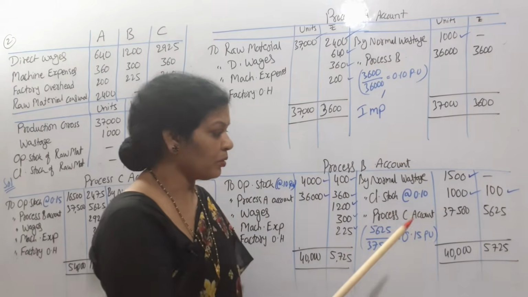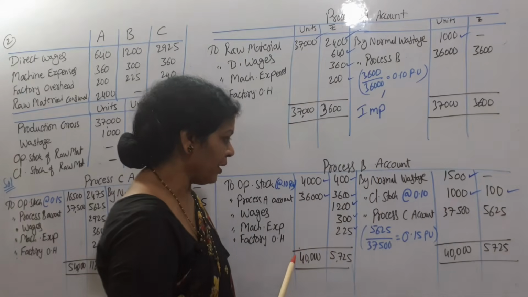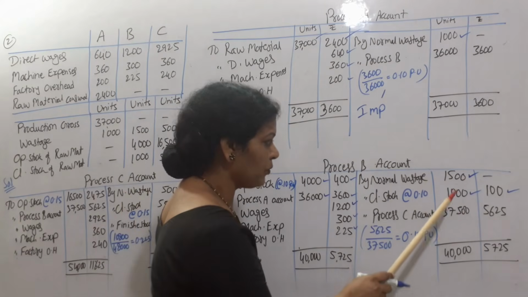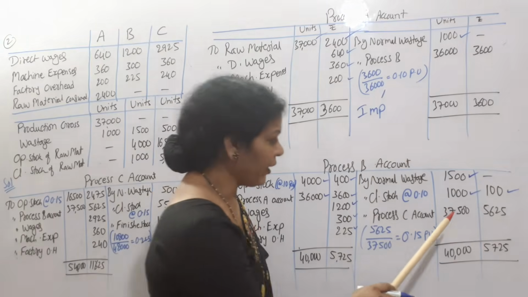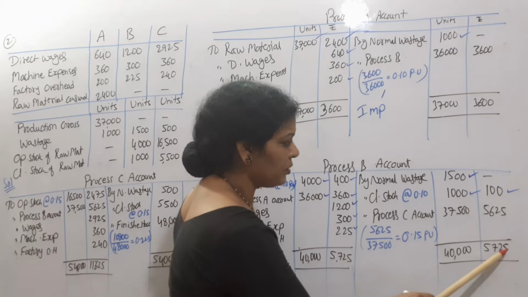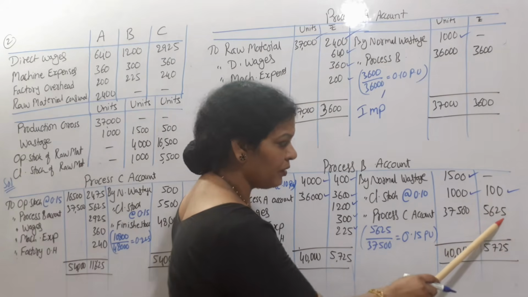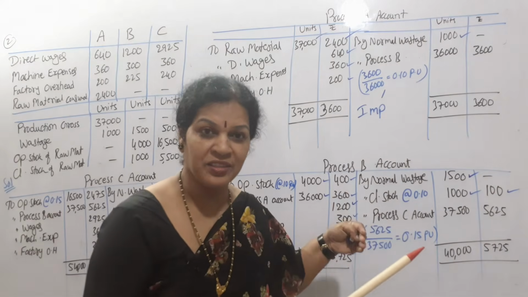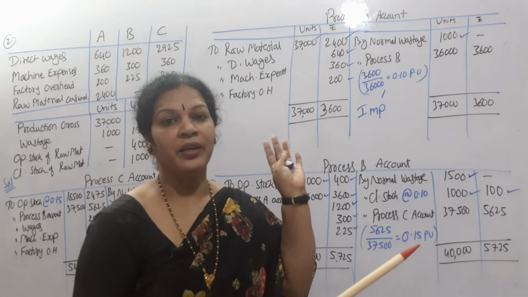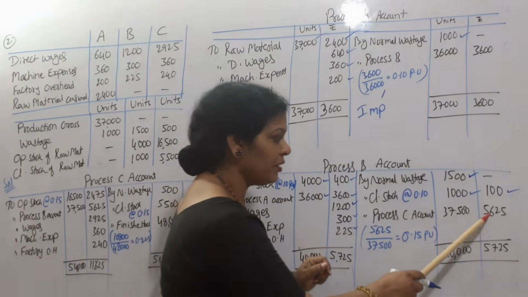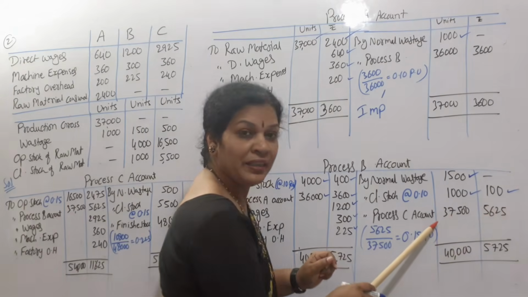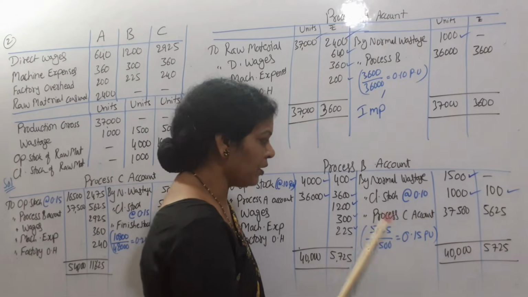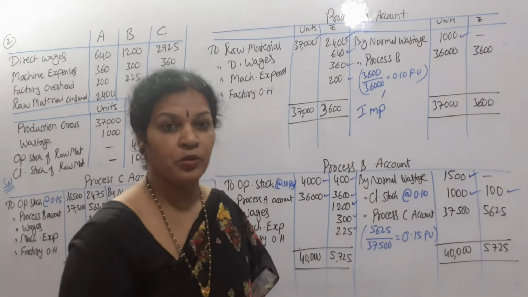Written everything. Now closing: at the end you have 40,000 and 5,725. 40,000 minus 2,500, you are getting 37,500. And here 5,725 minus 100, 5,625. Now here also, once again, end of the year whatever balance is there, that also we are going to calculate per unit, how much. How do you get? 5,625 divided by 37,500, you got 15 paisa, 0.15.